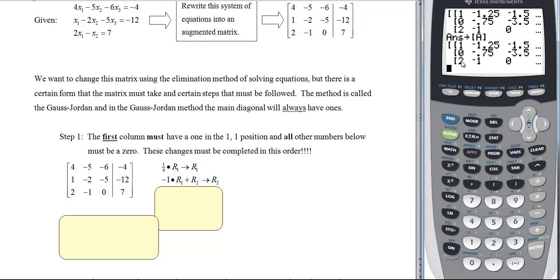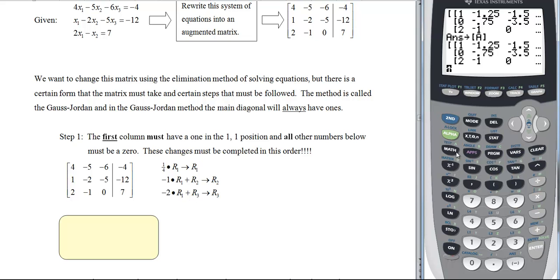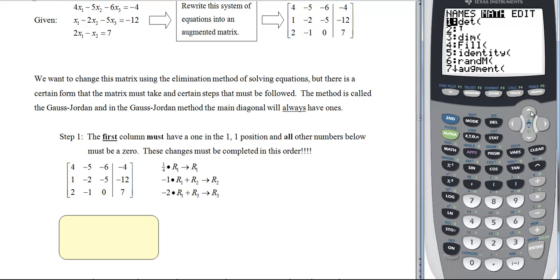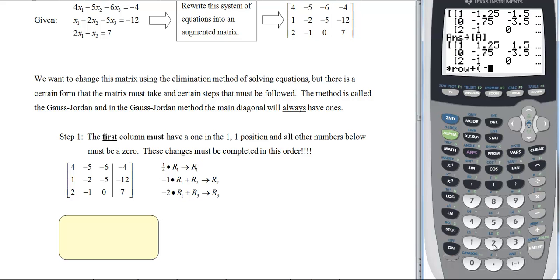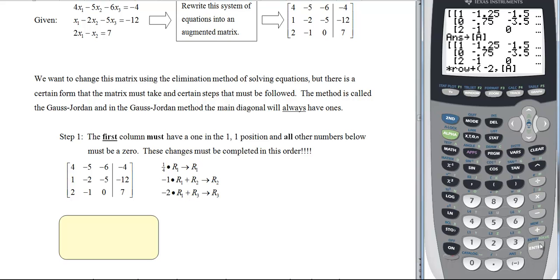So now to make this position a 0, I'm going to multiply first row by -2 and add it to row 3. Okay, so second matrix over, up to multiply, add. So I need -2, comma, tell it the matrix, comma, 1, comma, 3.